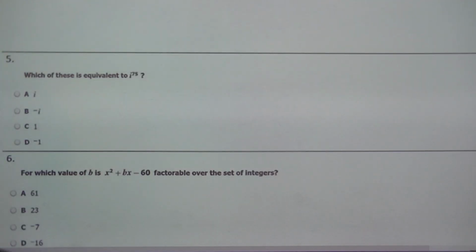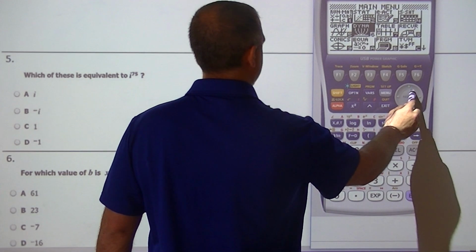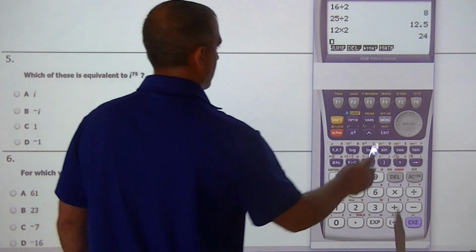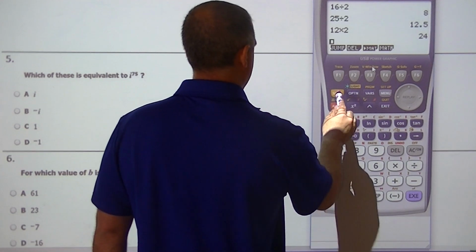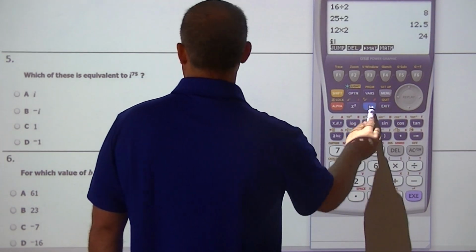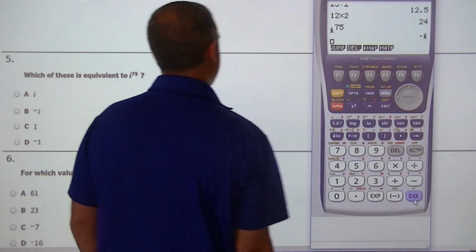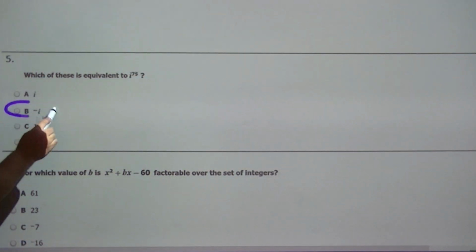Number 5, I can do this one very quickly. What I would just do is shift 0 to the 75th power. I get negative i, so that's my answer.